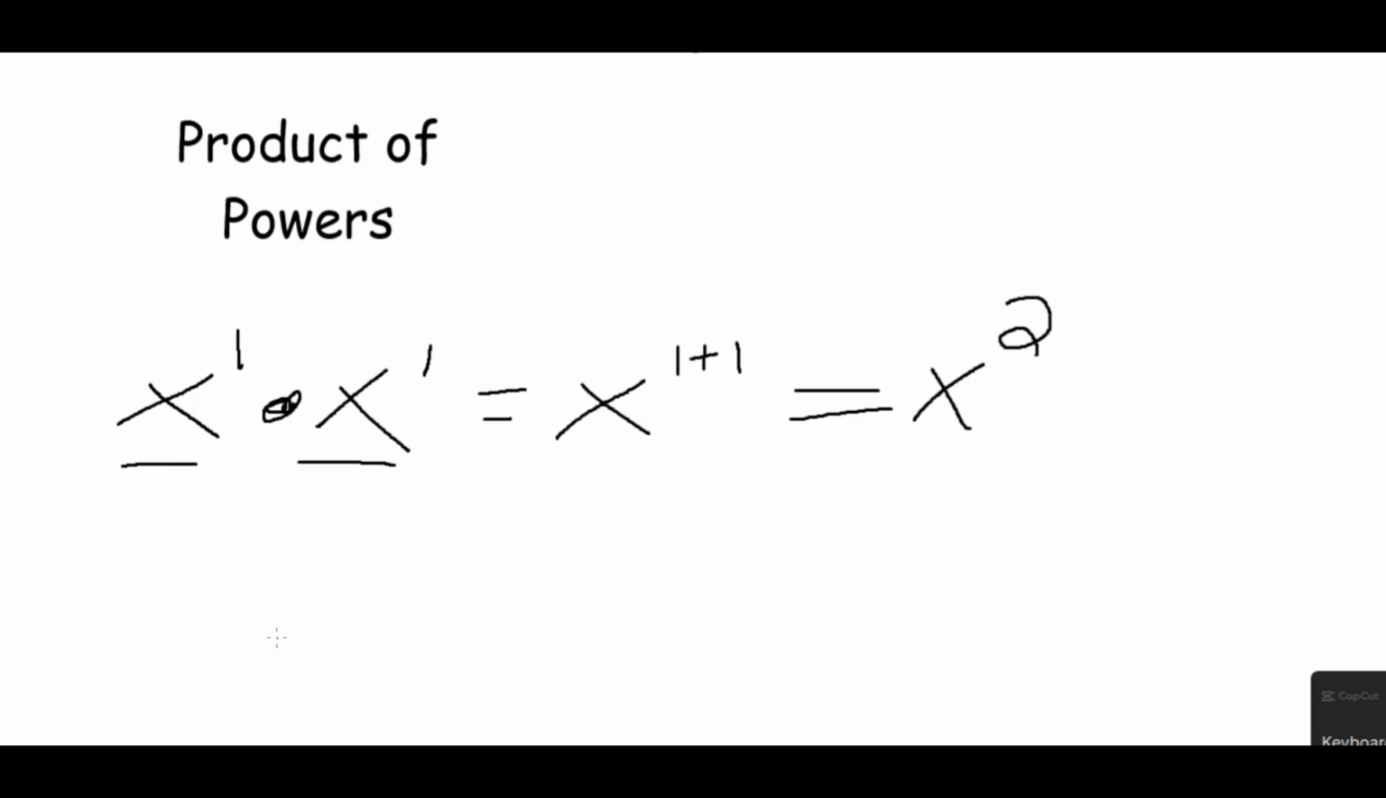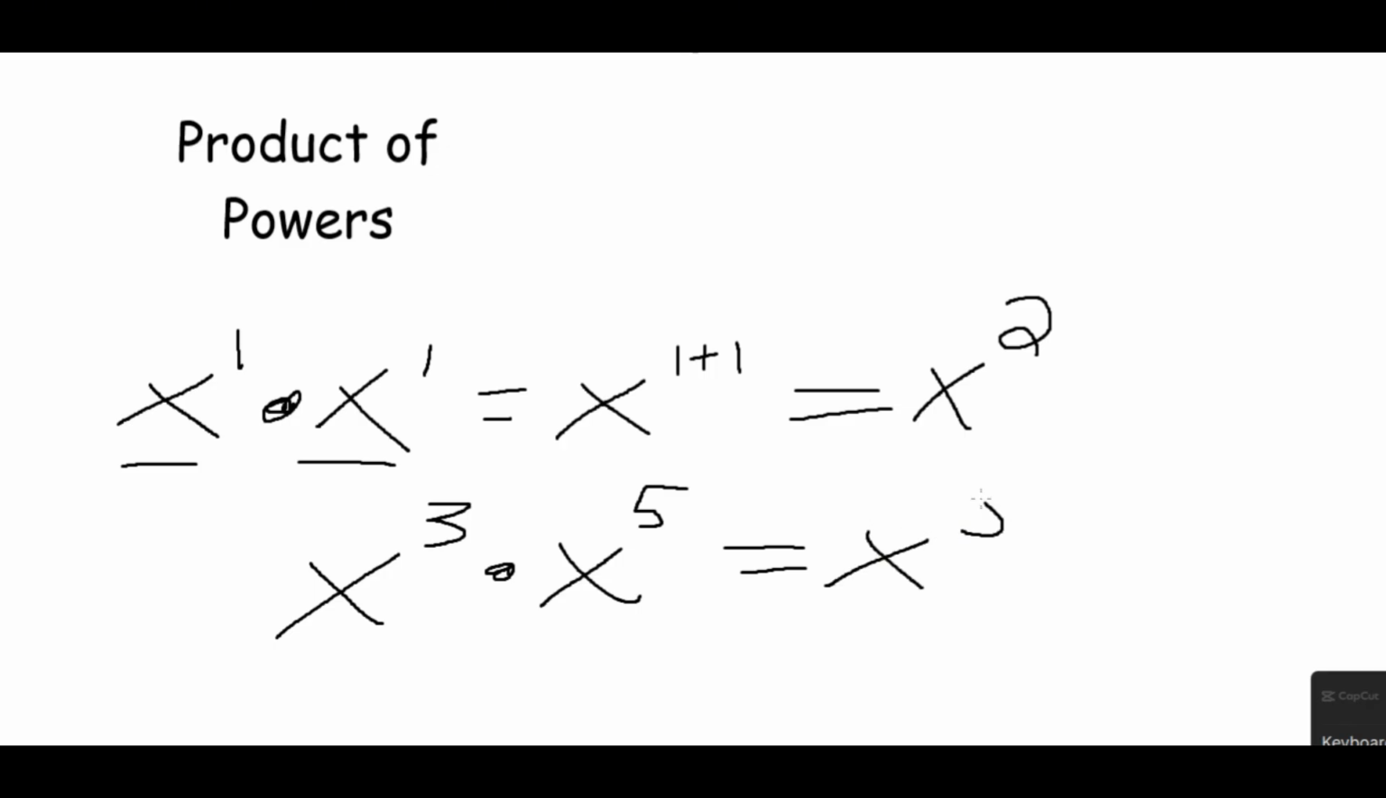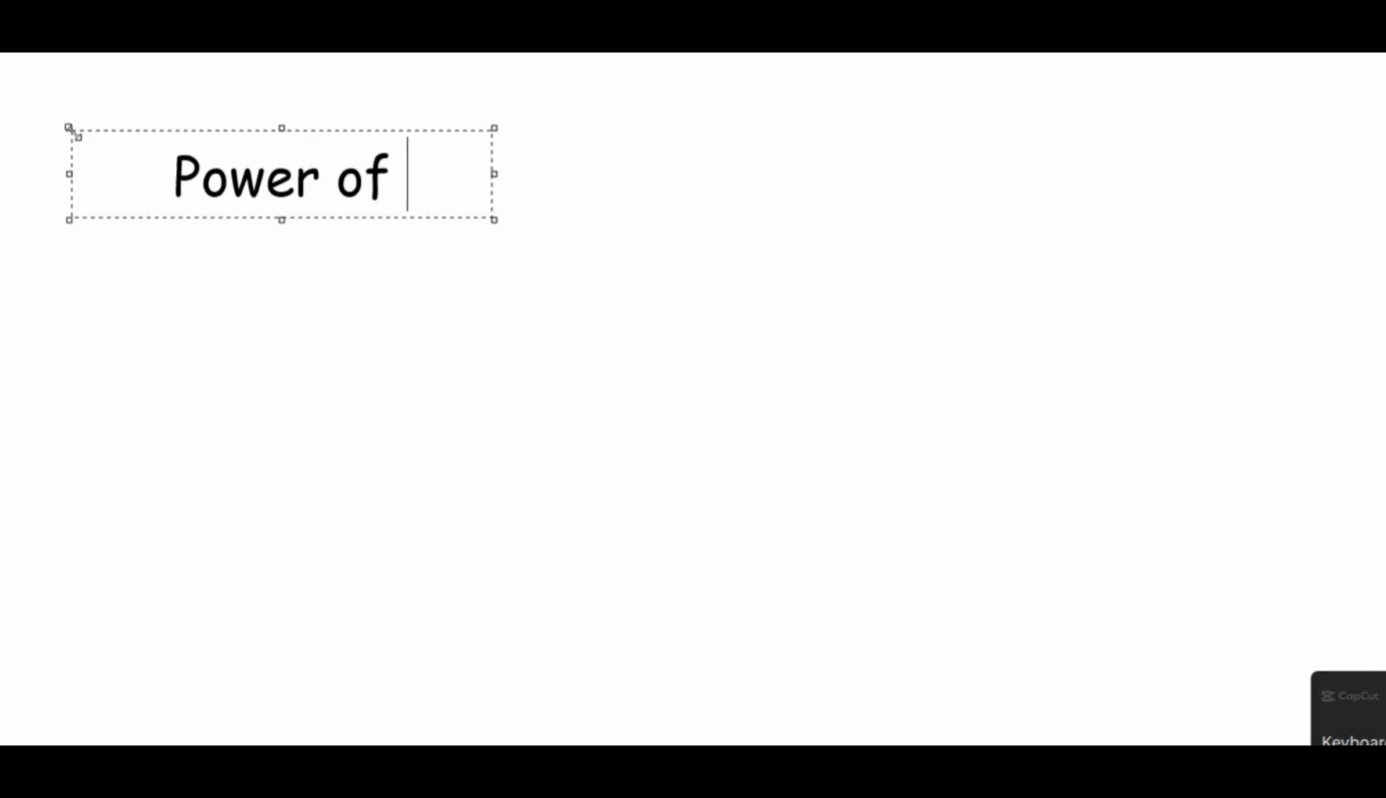Another example would be x to the third times x to the fifth. Product of powers means that we add the exponents. It'd be x to the eighth. Now we'll move on to our next one. Our next one will be the power of a power.